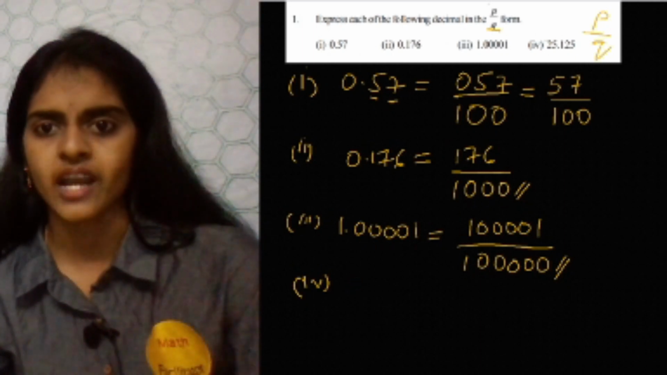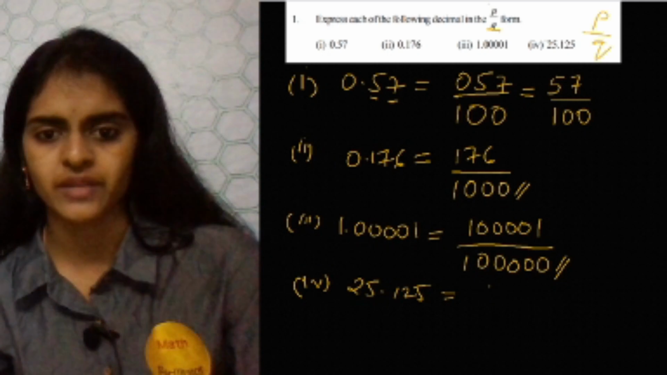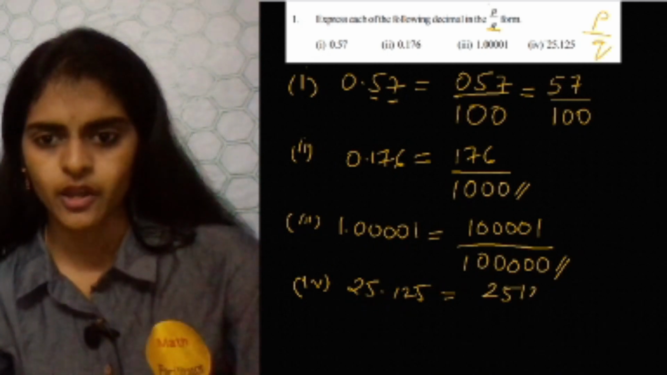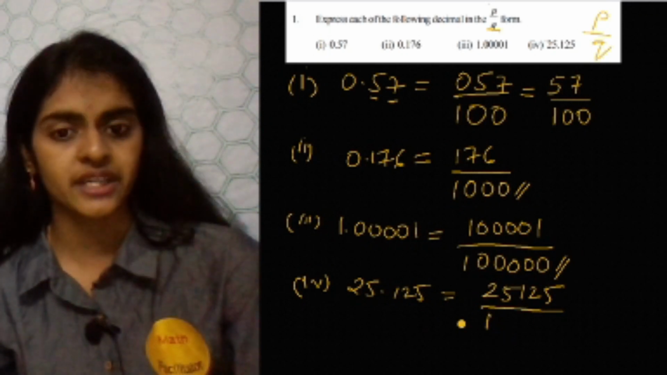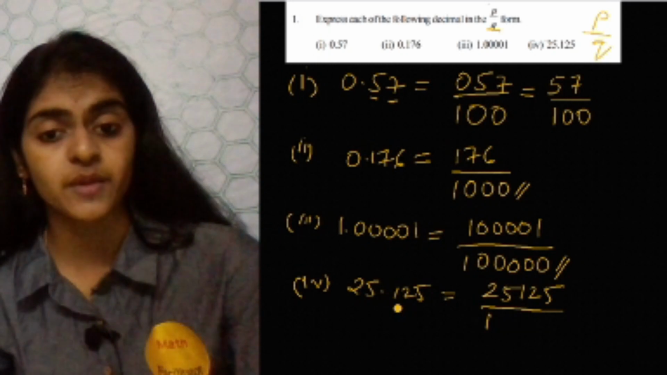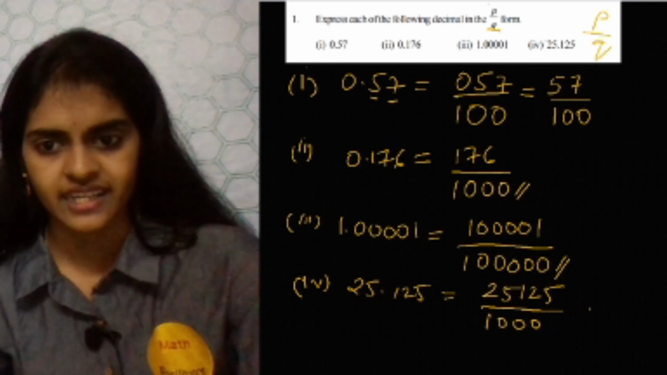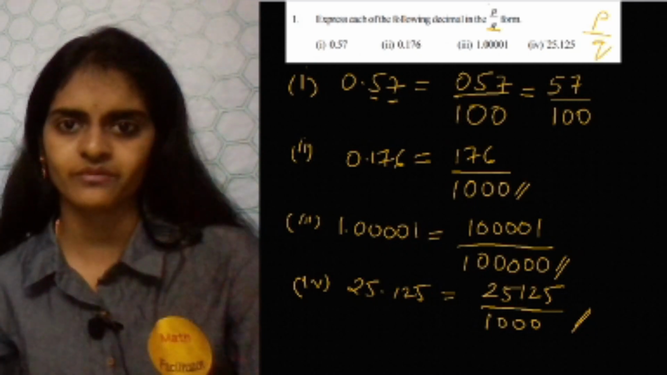So let us take the fourth bit. Fourth bit, you have 25.125. See, the entire number you will write in the numerator, 25125, without the decimal point. Then you will write 1 in the denominator along with how many zeros? See how many decimal places are there? 1, 2, 3. So you will write 3 zeros. Clear? Okay, so let us move on to the next question now.